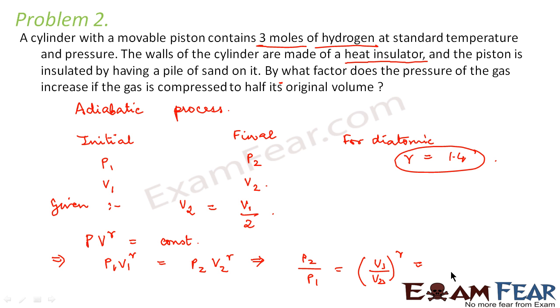Now, what is V1 by V2? V1 by V2 is nothing but V1 divided by V1 by 2, all to the power gamma. So this V1 will get cancelled. The answer is 2 to the power gamma, that is 2 to the power 1.4, which comes out to be 2.64. So this is the ratio of the final pressure to the initial pressure. The final pressure will become 2.64 times the initial pressure.